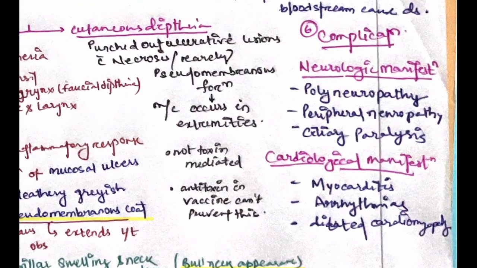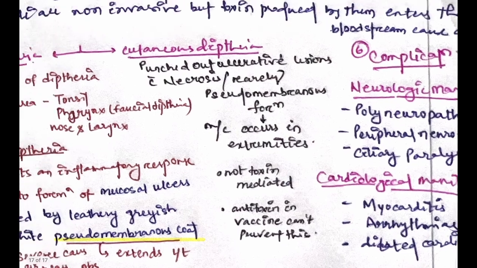Next are complications. We have some neurological manifestations and some cardiological manifestations. Neurological manifestations are cranial nerve involvement, polyneuropathy, peripheral neuropathy, and ciliary paralysis. Next, cardiological manifestations are myocarditis, arrhythmia and dilated cardiomyopathy. So these are the complications of Corynebacterium diphtheria.